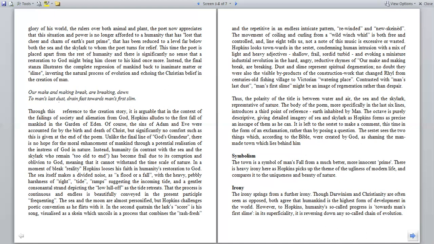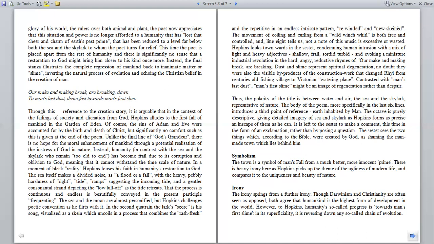Hopkins looks downwards in the system, condemning human intrusion with a mix of light and heavy adjectives: "shallow, frail, sordid, turbid", and evoking a miniature industrial revolution in the hard, angry, reductive rhymes of "our make and making, break are breaking". Dust and slime represent spiritual degeneration. No doubt, they were also the visible byproducts of the construction work that changed Rhyl from a centuries-old fishing village to a Victorian watering place. Contrasted with "man's last dust", "man's first slime" might be an image of regeneration rather than despair.